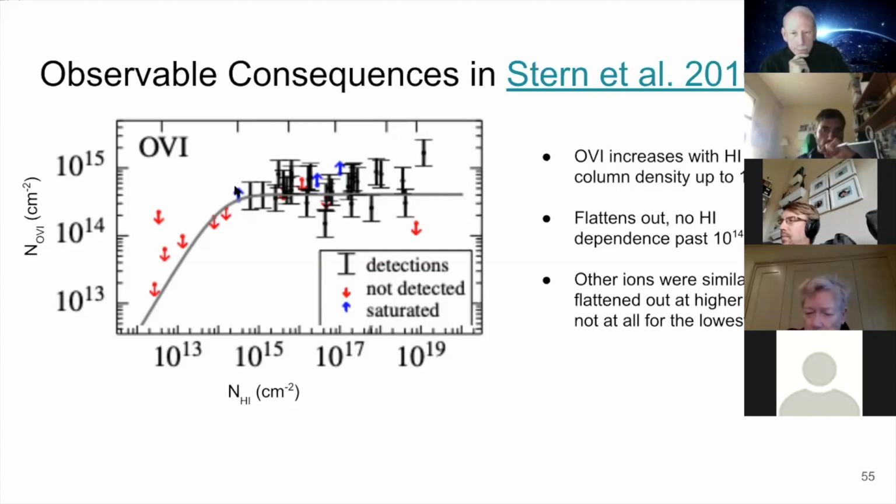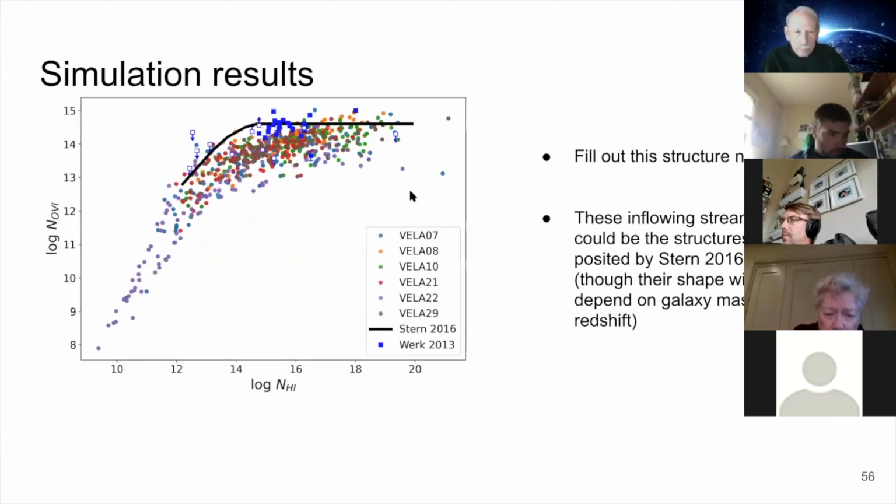This was part of a panel. There was a bunch of images like this for various ions. Each one had its own characteristic cutoff point, at which point it would flatten out. So we wanted to compare to that idea and just say, okay, we actually get something very similar.